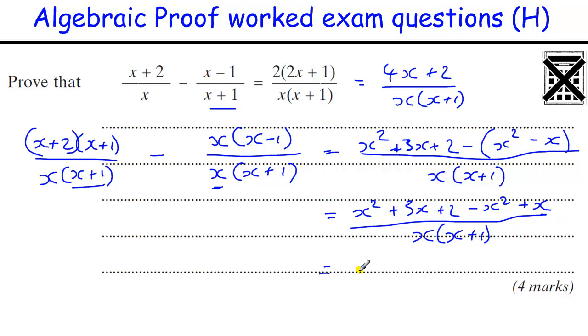3x plus x is 4x plus 2 all over x, x plus 1, and just to finish off we need to factorise out the 2 from the brackets. Get the answer. 4 marks.